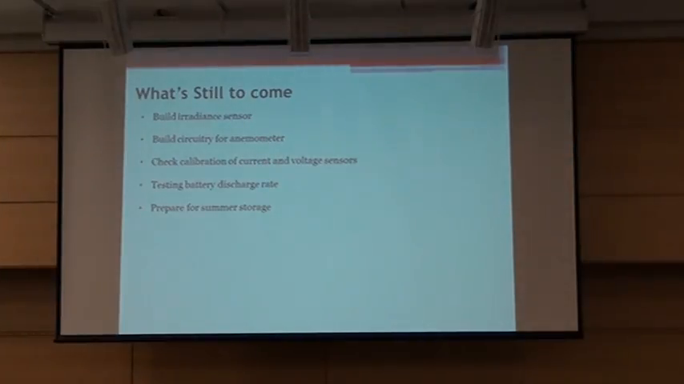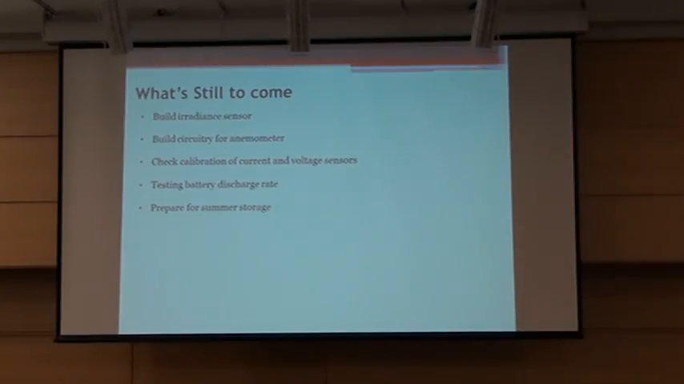So what's still to come? I still haven't built the irradiance sensor that I just described. I'm still working on building circuitry for converting the AC frequency of the anemometer to a 0 to 5 volt DC reading that the Vantage controller is looking for. I still have some fine calibrations on my current and voltage sensor. I have to do some battery discharge testing.